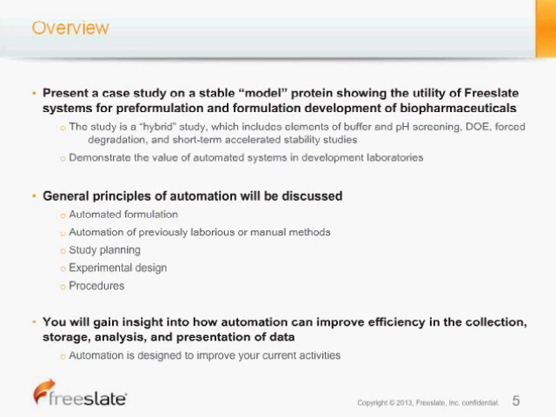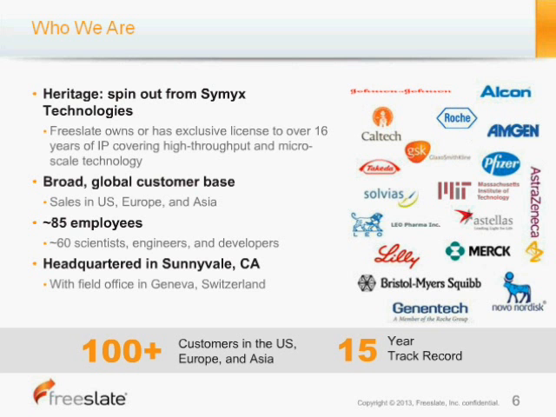Okay, so Freeslate is a spin-out of a former company called Symyx Technologies, and Freeslate owns the IP that covers the high-throughput microscale technology as well as the automation tools. We have a broad and global customer base. Many of the attendees are actually customers of ours, and you can see on the right the logos of many of our companies. We have about 85 employees, 60 of which are scientists, engineers, and developers. We are headquartered in Sunnyvale, California, and we have a field office in Geneva, Switzerland for our European customers.